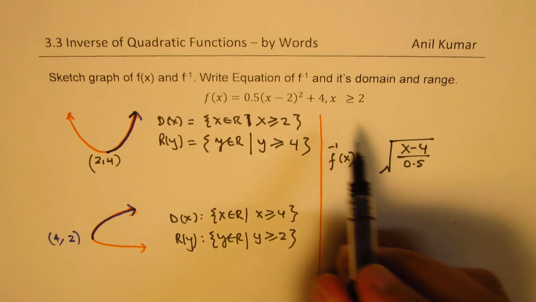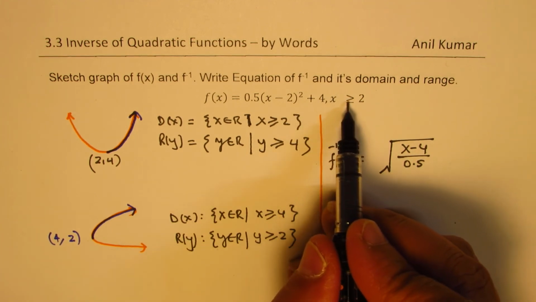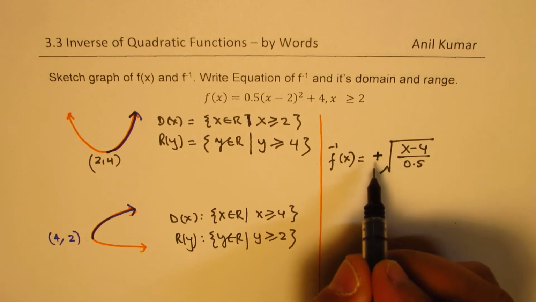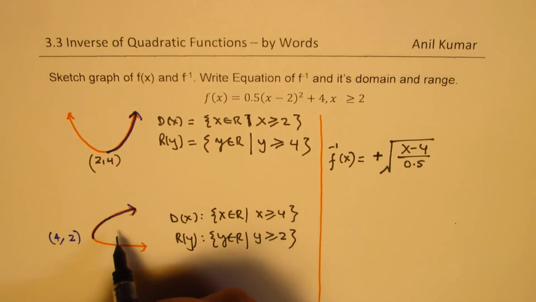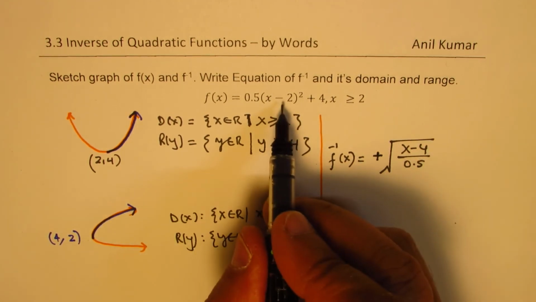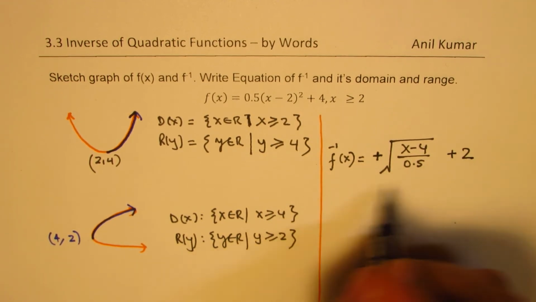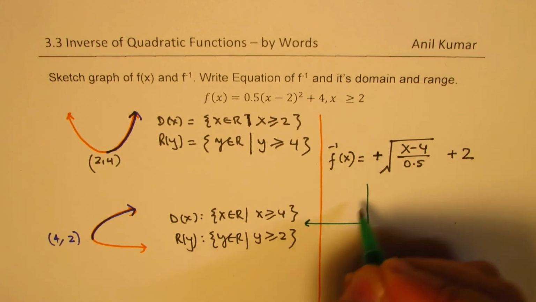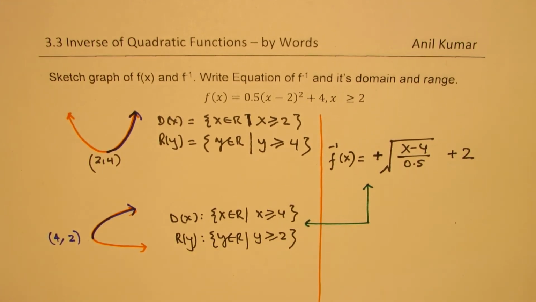Now, since we are only interested in values of x which are greater than 2, we'll take a positive sign. Does it make sense? Only the positive sign. And now we'll add 2. That becomes our inverse function, and these are its restrictions. Does that make sense, right? So I hope the concept is clear.